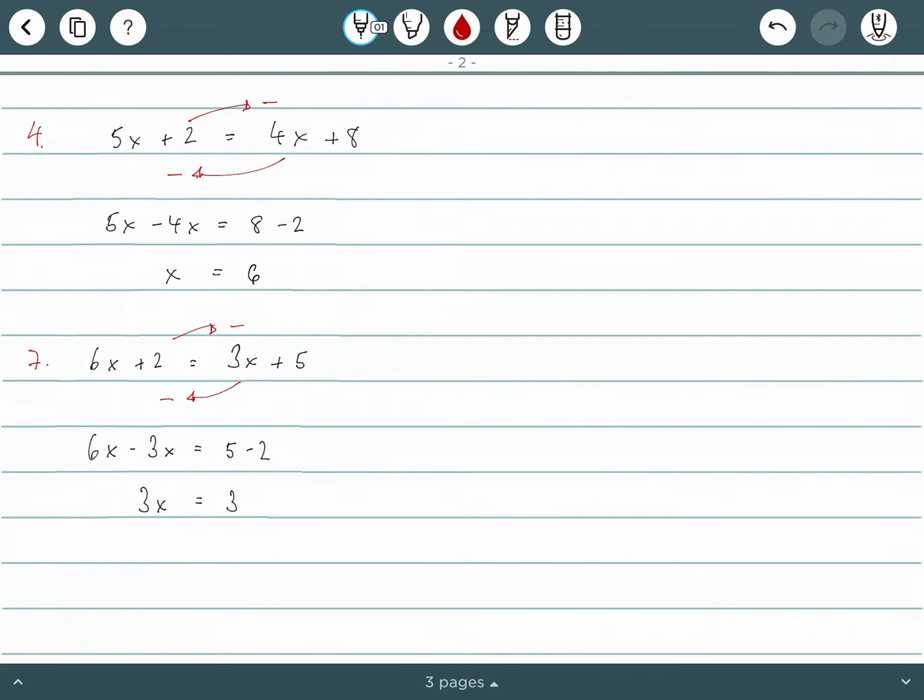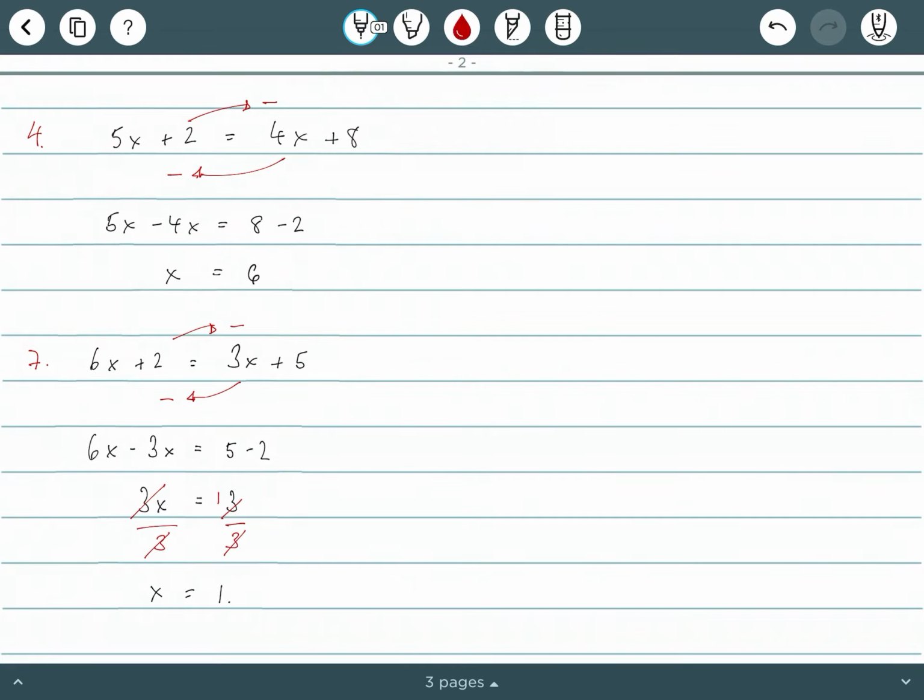However, I don't want 3x, I want x complete on its own, therefore divide both sides by 3. Remember, what you do to one side you must do to the other. Cancel those out, you're left with 1x, and 3 goes into 3 once. So therefore we have x is equal to 1.